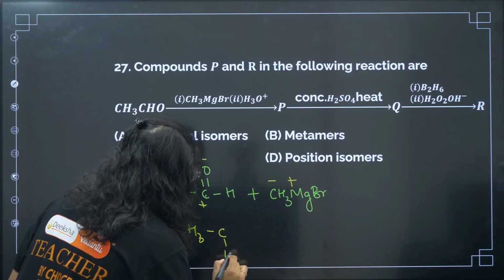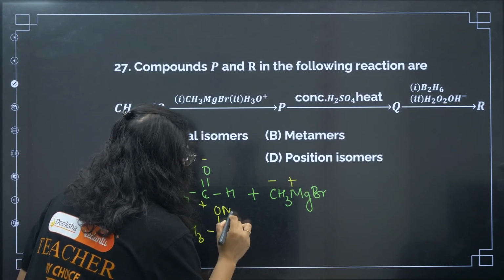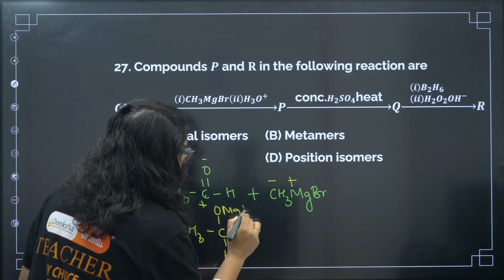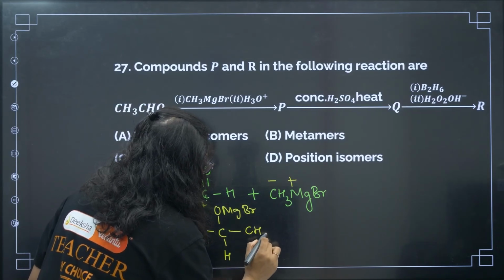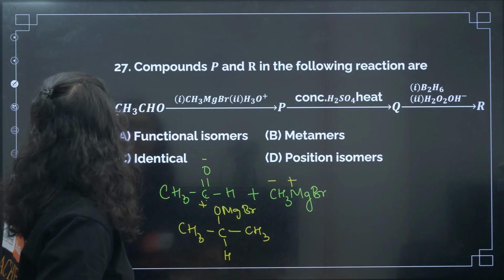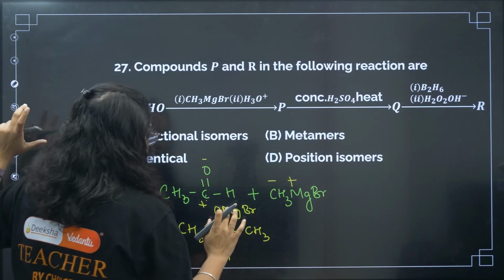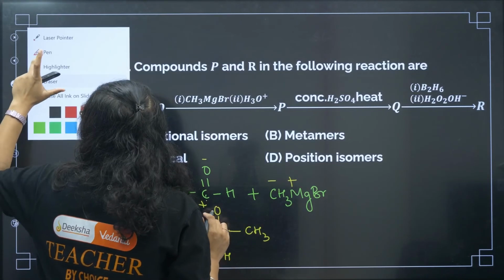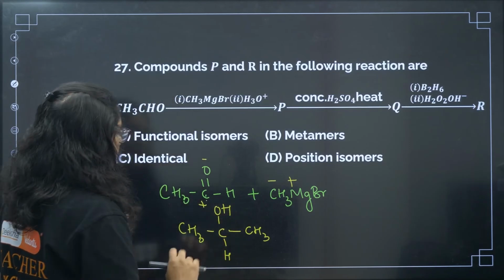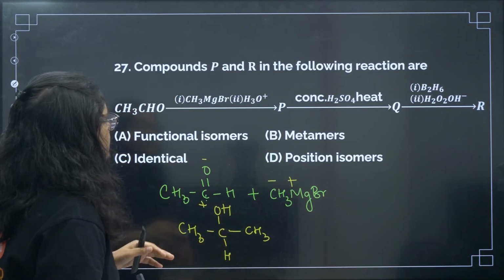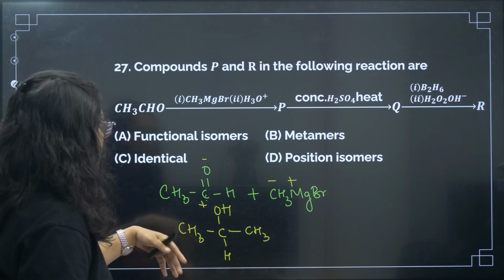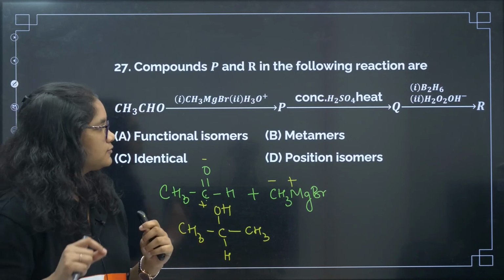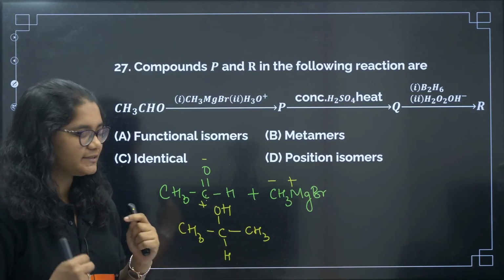CH3C, we have H, okay, here we have O. O minus will get OMgBr because this is the plus part, and this plus will get you CH3. Okay. Now when you treat it with H3O plus, this OMgBr will get converted to OH. Okay. So this is the thing I got. Okay, next it is concentrated H2SO4 and heat. So if you do concentrated H2SO4 and you heat it, then it is a dehydration reaction.